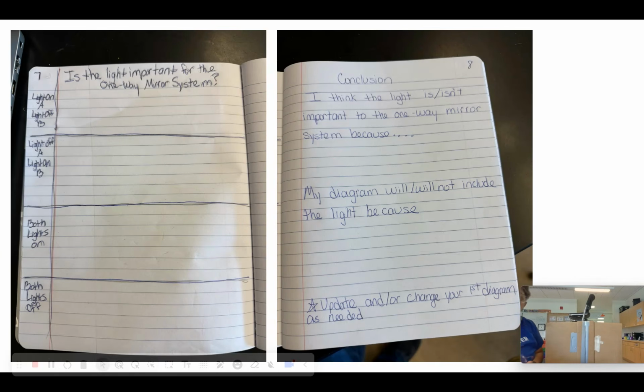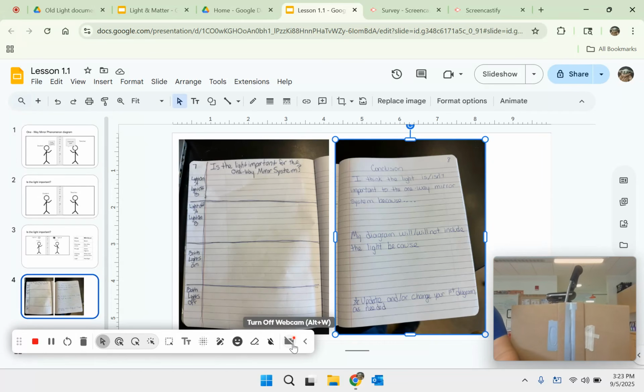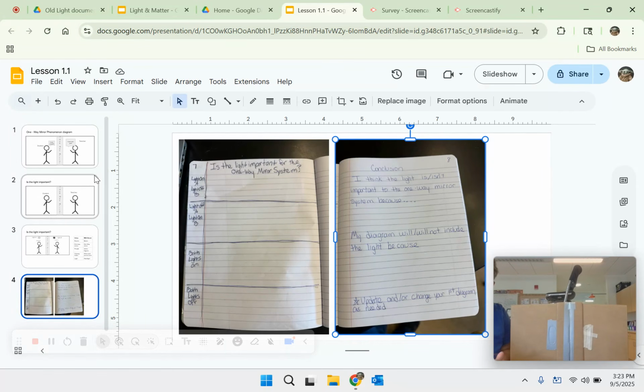Okay? The first one is, is the light important. So now, in my notebook, when I look at that first one, light on in A and off in B, I'm going to have no light in B, and I'm going to have one in A. This is going to be helpful to do with a partner or a group.